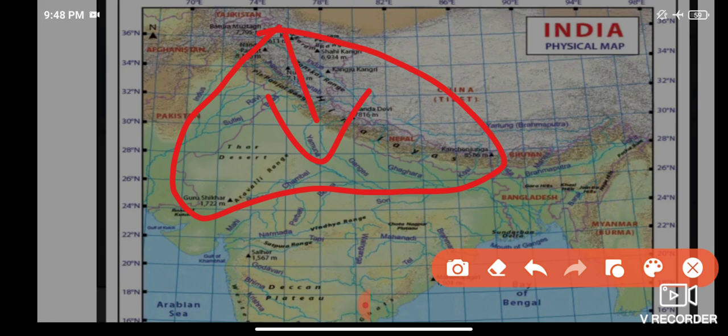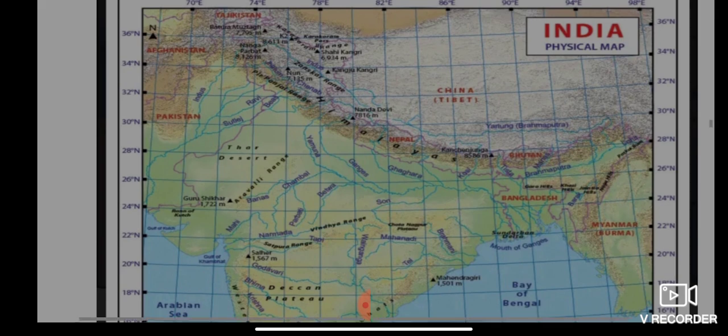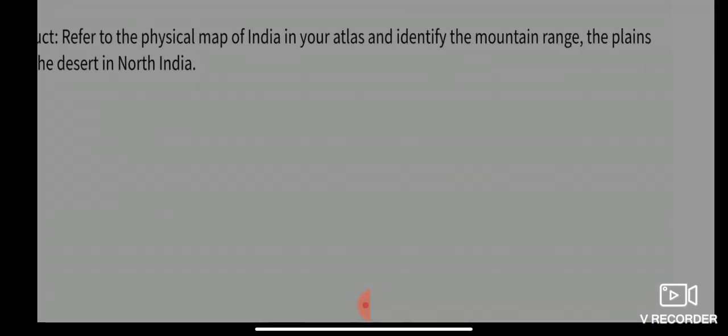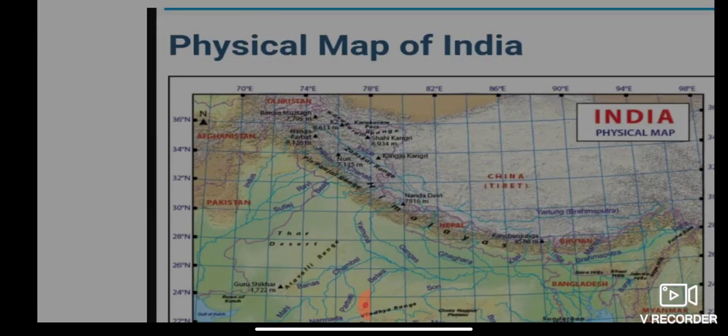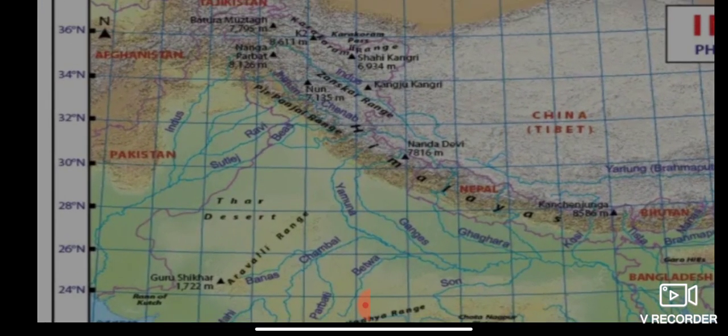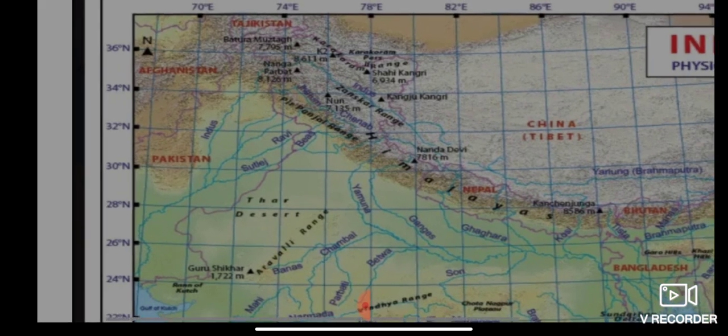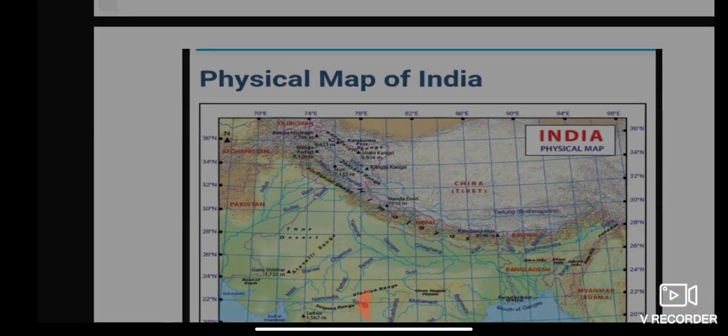Don't go to the south, the west, or the northeast. You have to focus mainly on North India, and find the given mountain range, the plain, and the desert, specifically of North India. Which mountain range, plain, and desert you see in North India, you have to indicate on the physical map of India.